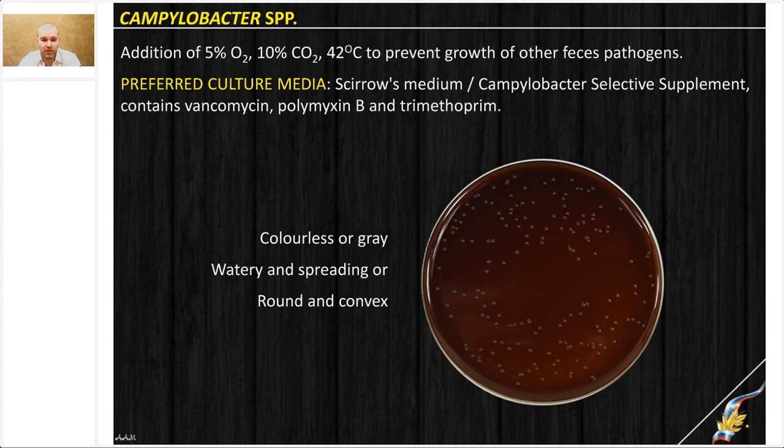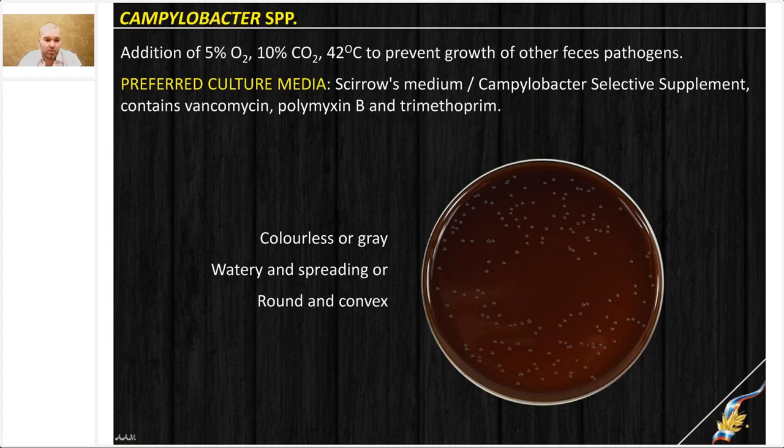We have a specific culture medium for cultivation of Campylobacter. It's known as Skirrow medium or Campylobacter selective supplement, and it contains several antibiotics which can suppress normal flora of the intestine, and Campylobacter is naturally resistant to it.